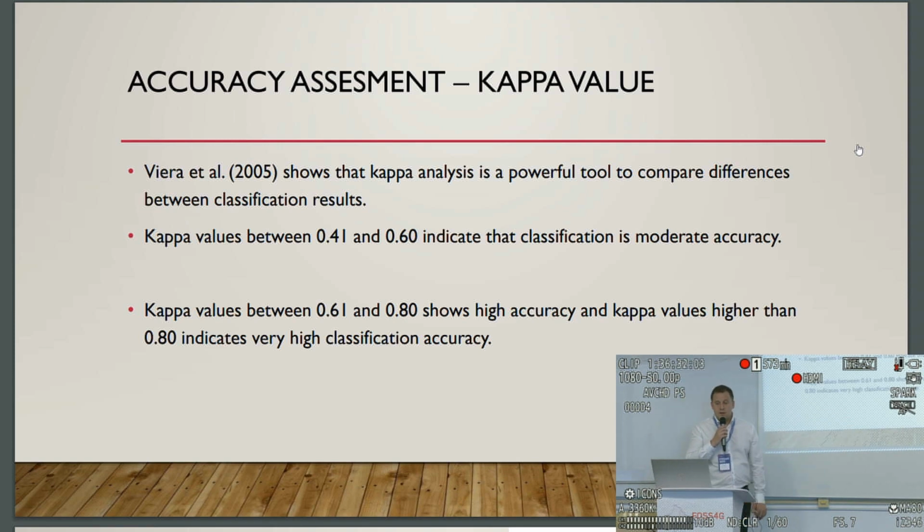For the accuracy assessment, we used only the kappa value and error matrix, but due to limited time I didn't put the error matrix here. Basically, kappa values between 0.4 and 0.6 indicate moderate accuracy, and above 0.8 indicates very high classification accuracy. We expected that support vector machines, neural networks, and random forests would produce better results.